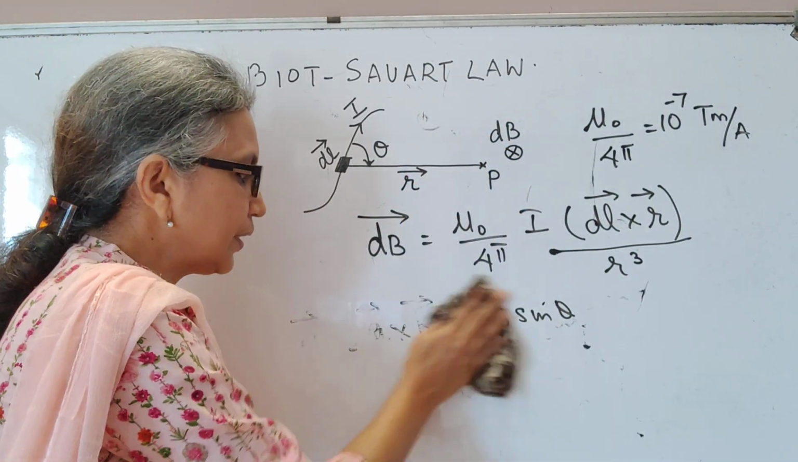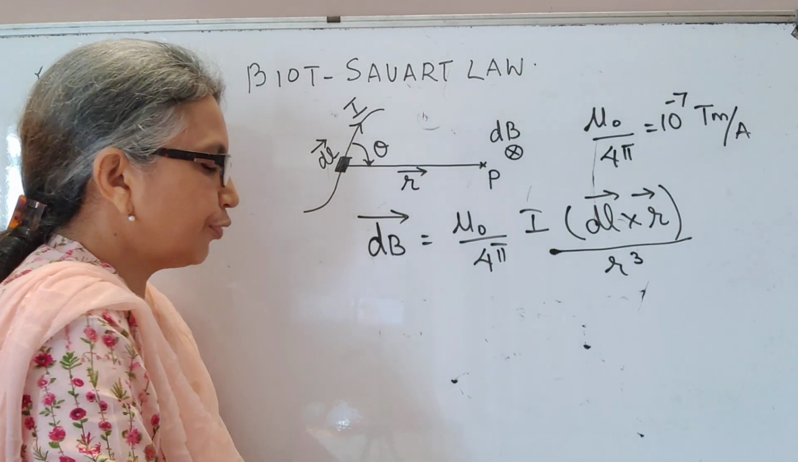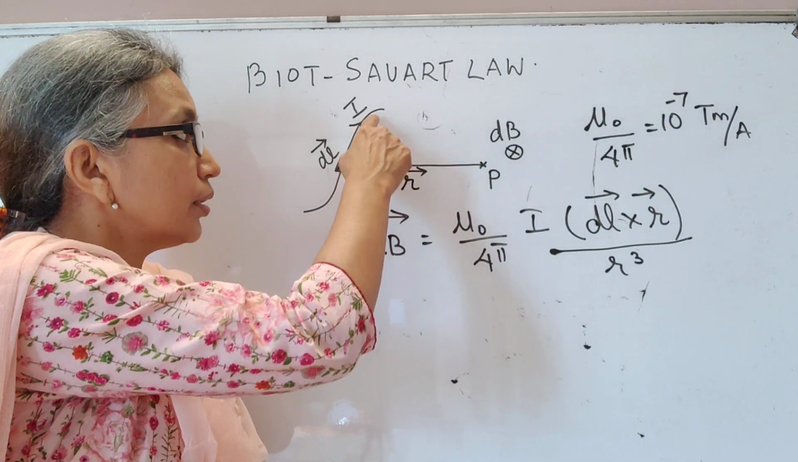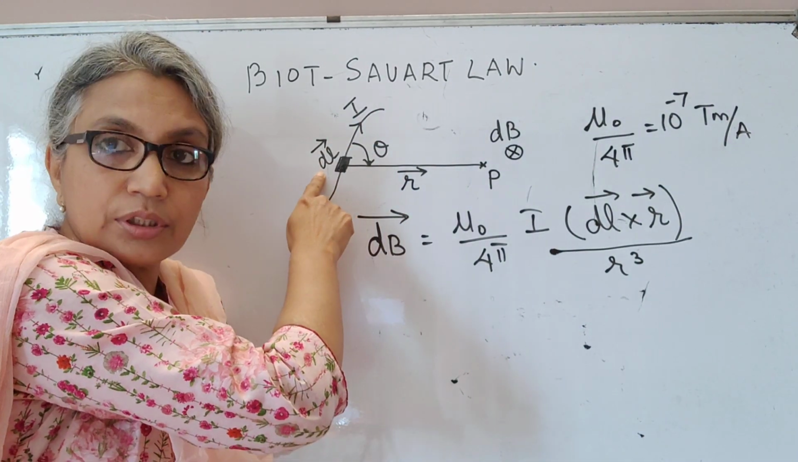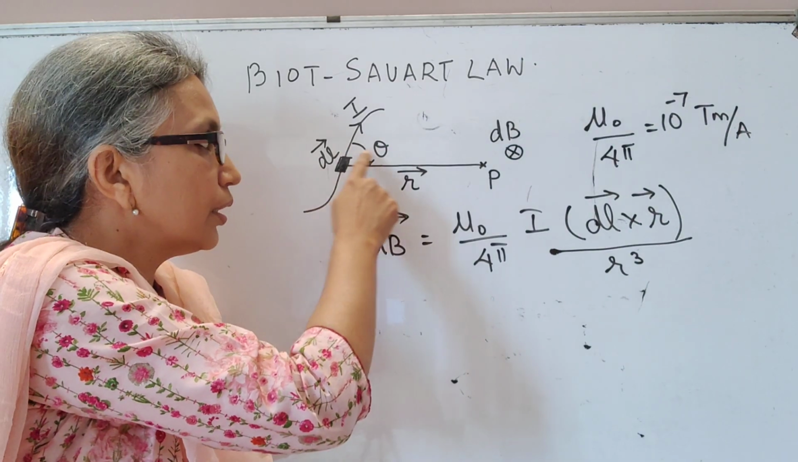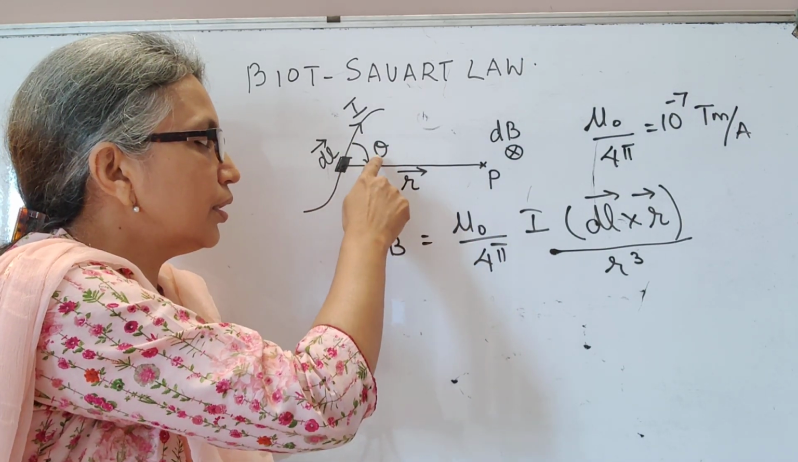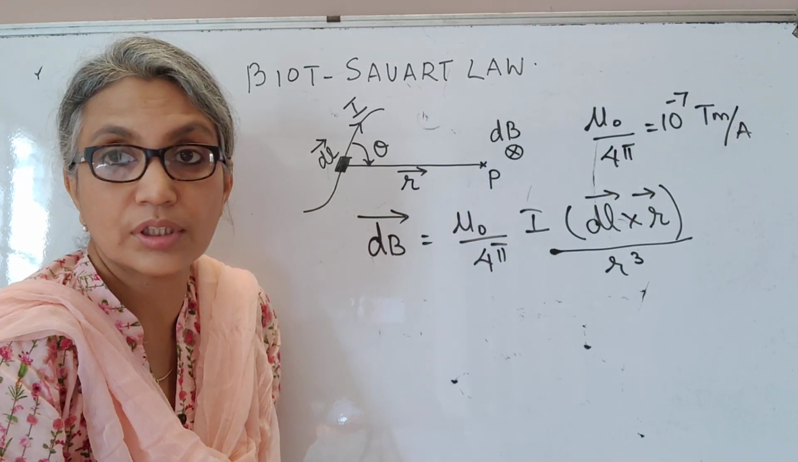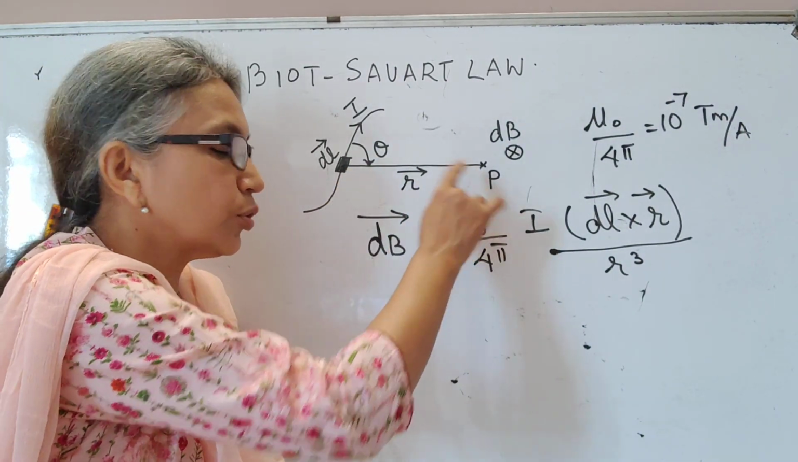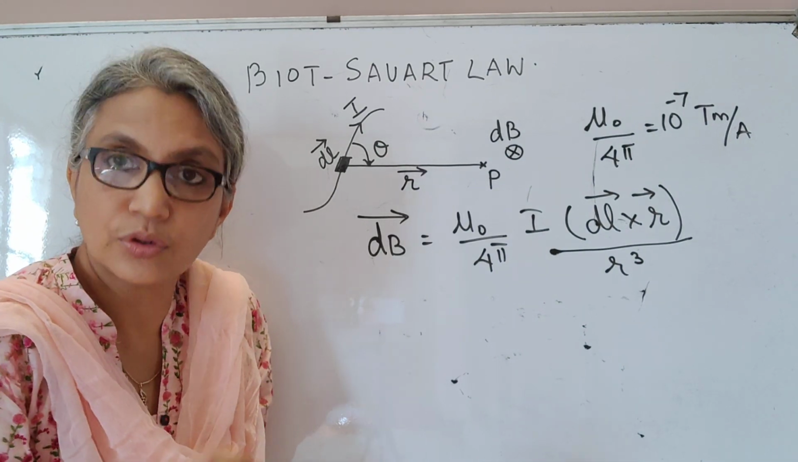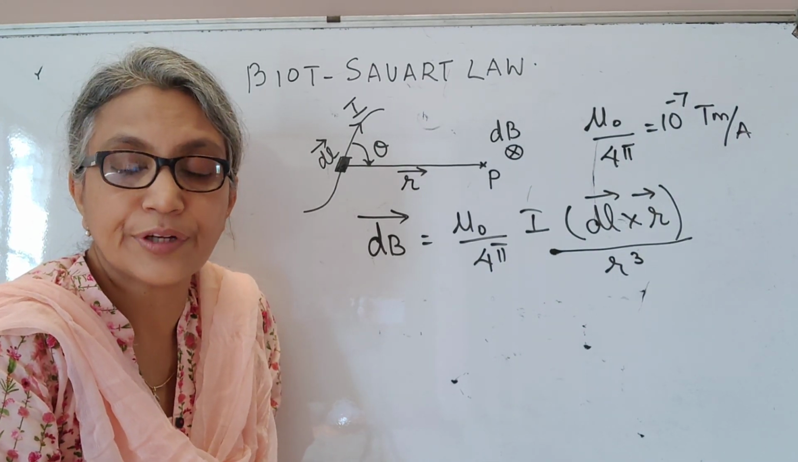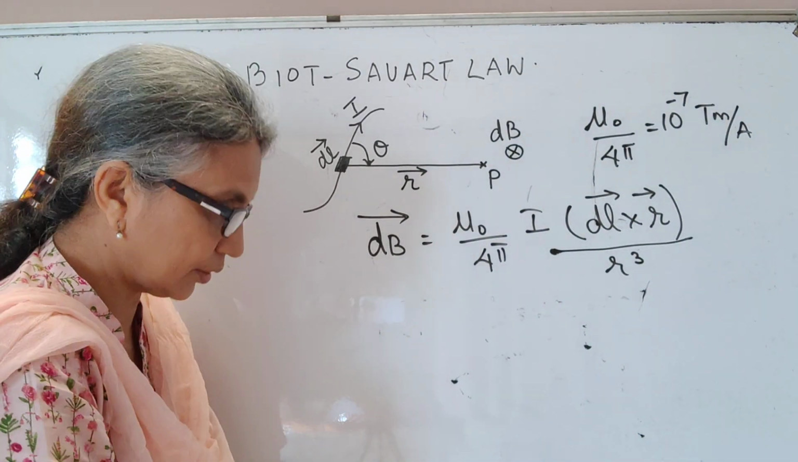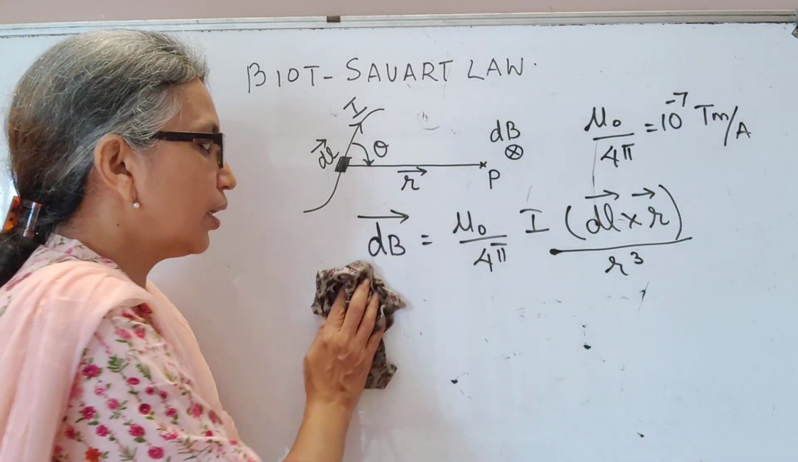Okay. Now this is Biot-Savart law. So Biot-Savart law simply says the magnitude of the magnetic field is directly proportional to the current in the conductor, directly proportional to the length of the current element, directly proportional to sine theta, that is theta, the angle between dL and r, and inversely proportional to the square of the distance from dL to point P. Now we are going to use this Biot-Savart law to find out the magnetic field due to a circular loop carrying current. So that's the first derivation we have in this chapter.